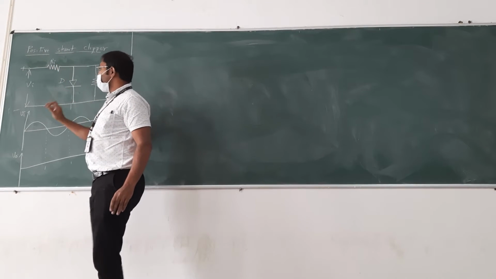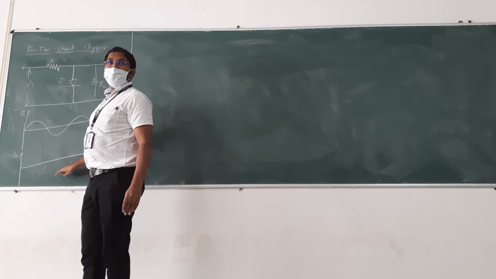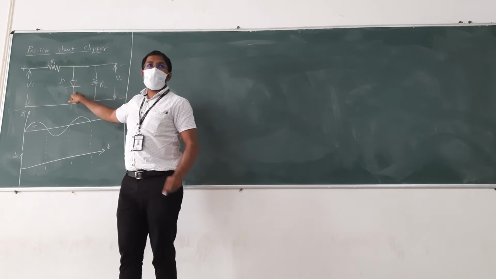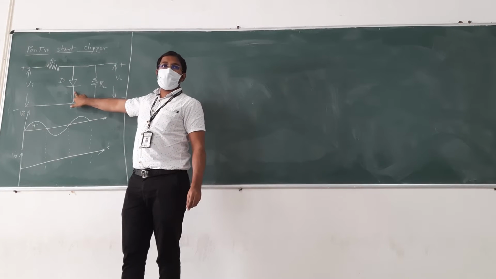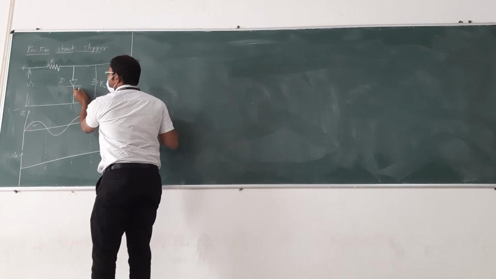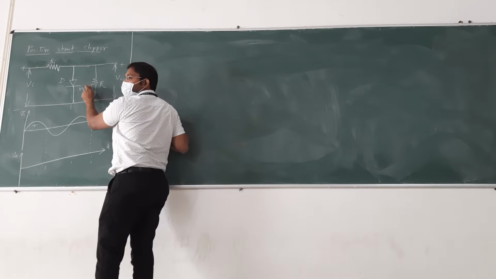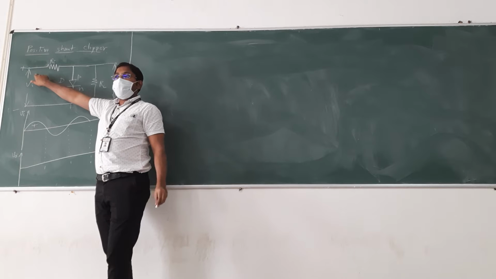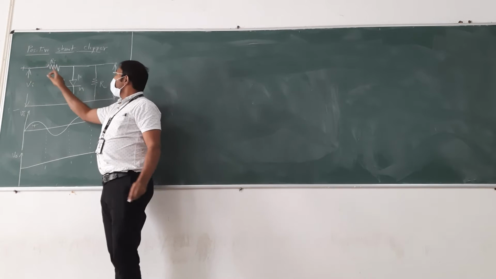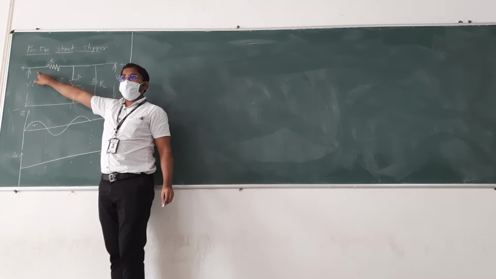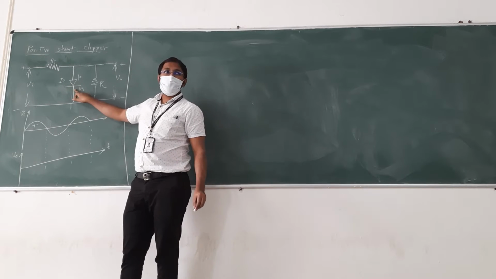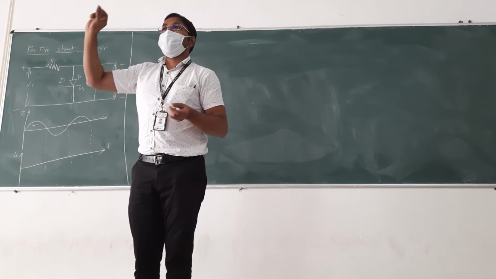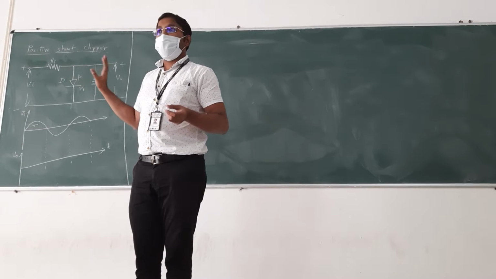Okay, then let us see what the output waveform will be. During the positive half cycle, what will the diode be, forward bias or reverse bias? See, this is the negative side, N, minus. So this is P. During the positive half cycle, at the P side we have positive, so the diode will be forward biased.